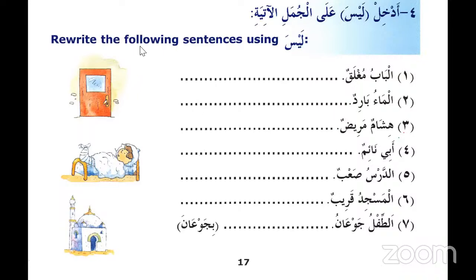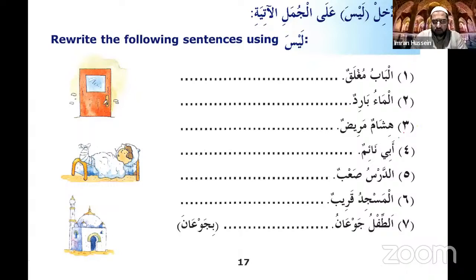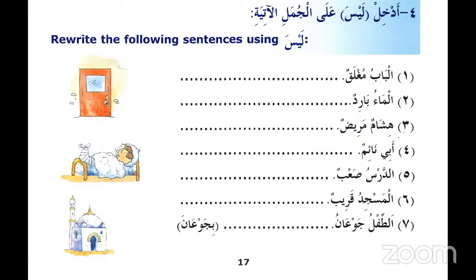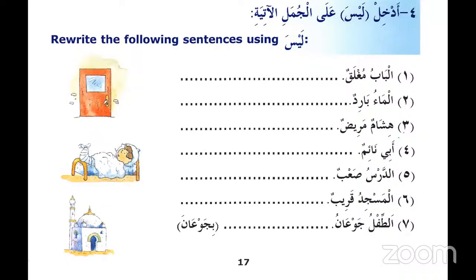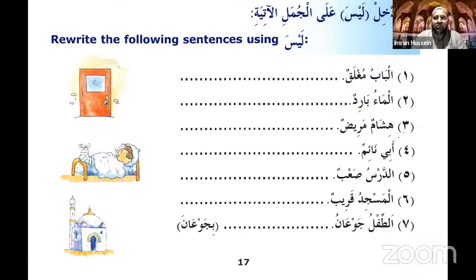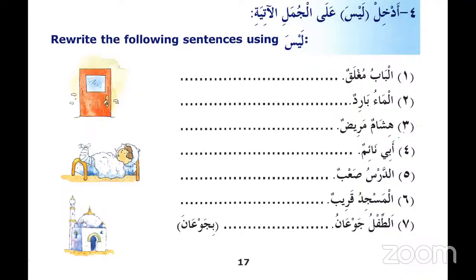Al-babu mughlaqun. Am I saying that right? Yeah, al-babu mughlaqun, correct. It would be al-babu laysa bi mughlaqin. Correct. Translation: the door is closed. And then with laysa, the door is not closed. The first one is the door is closed, and the second is the door is not closed. Correct.